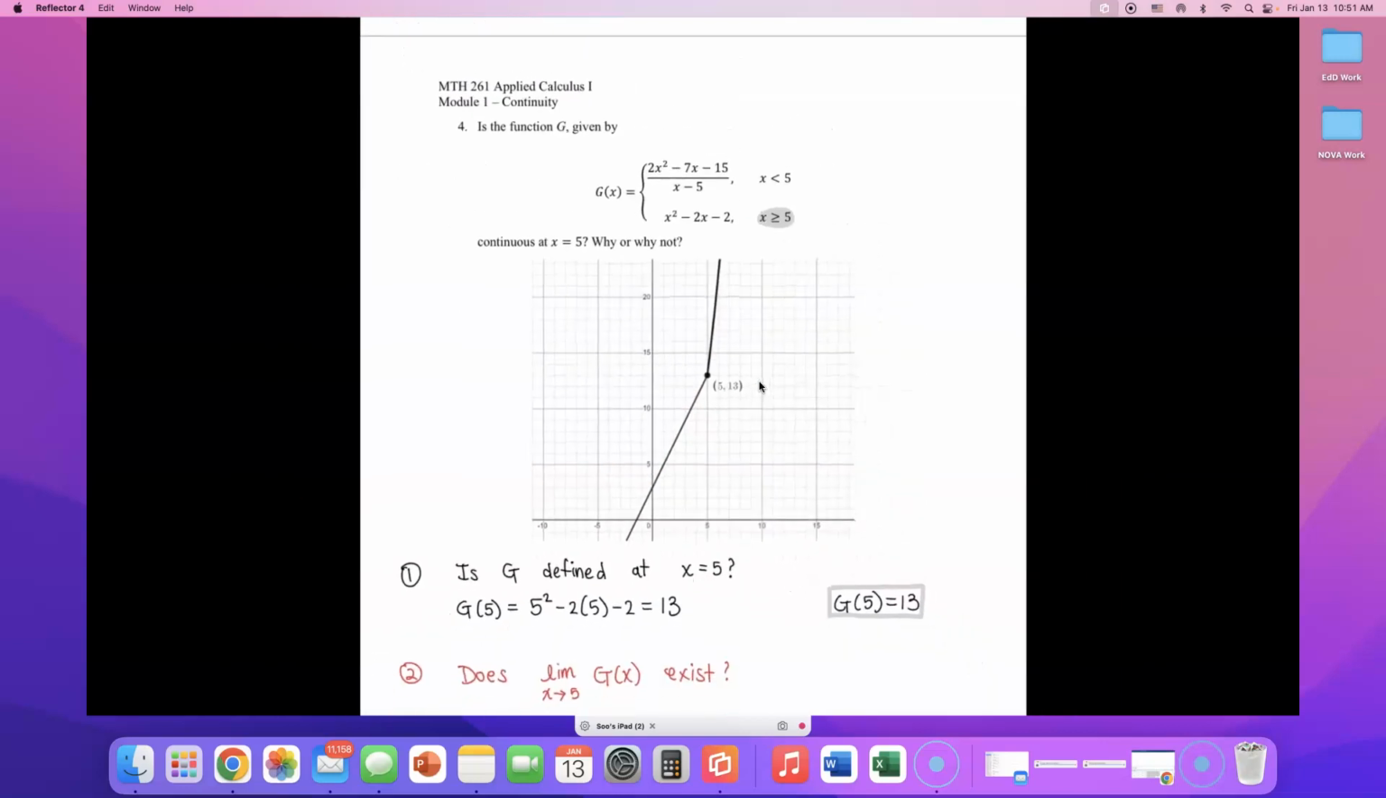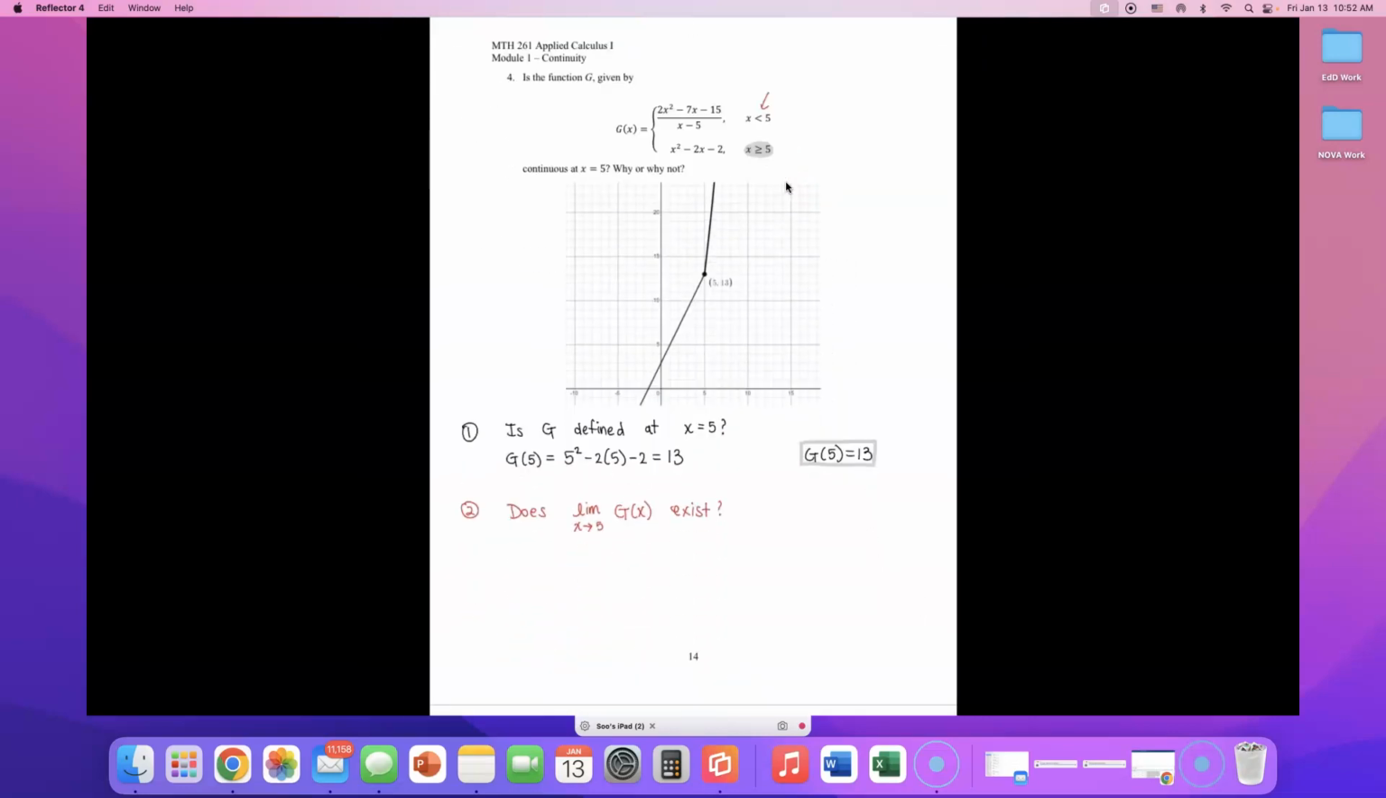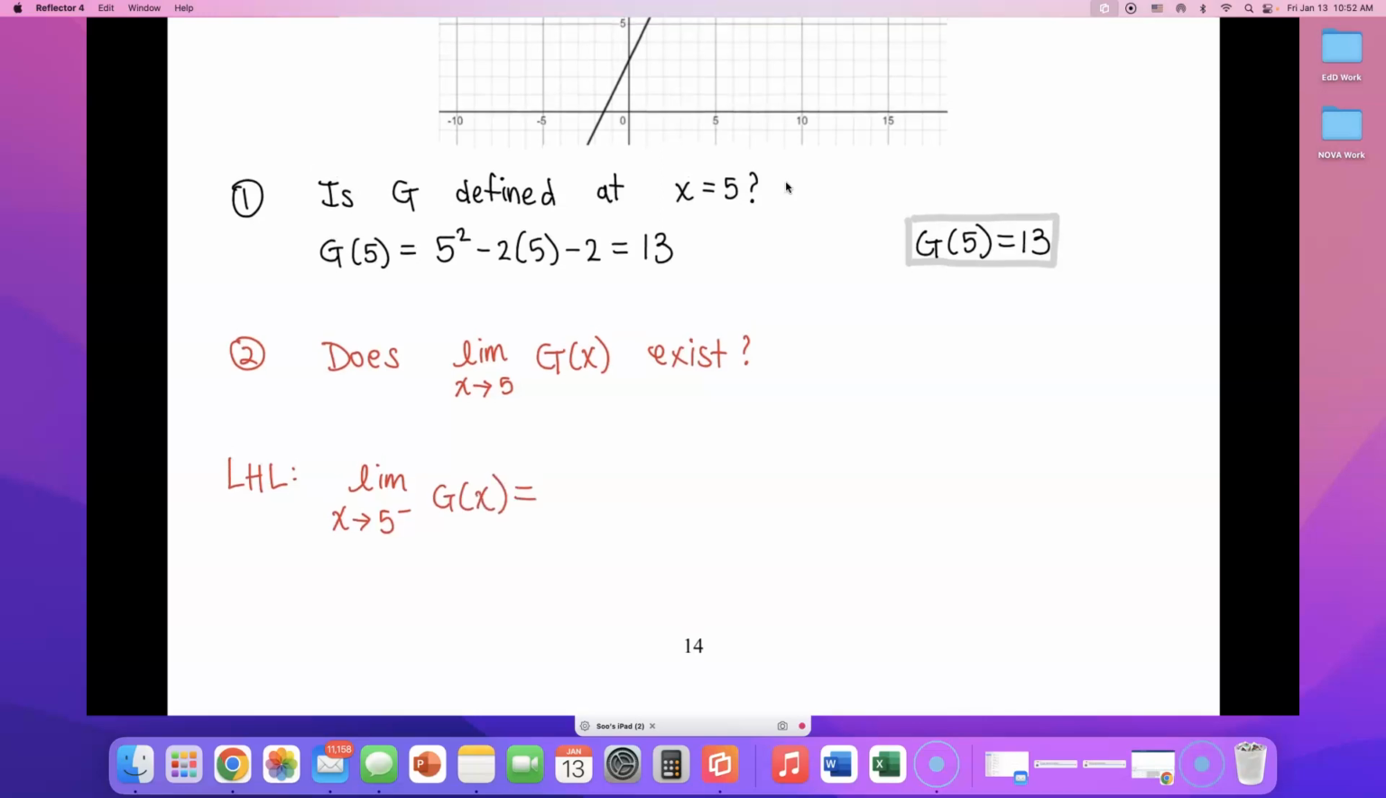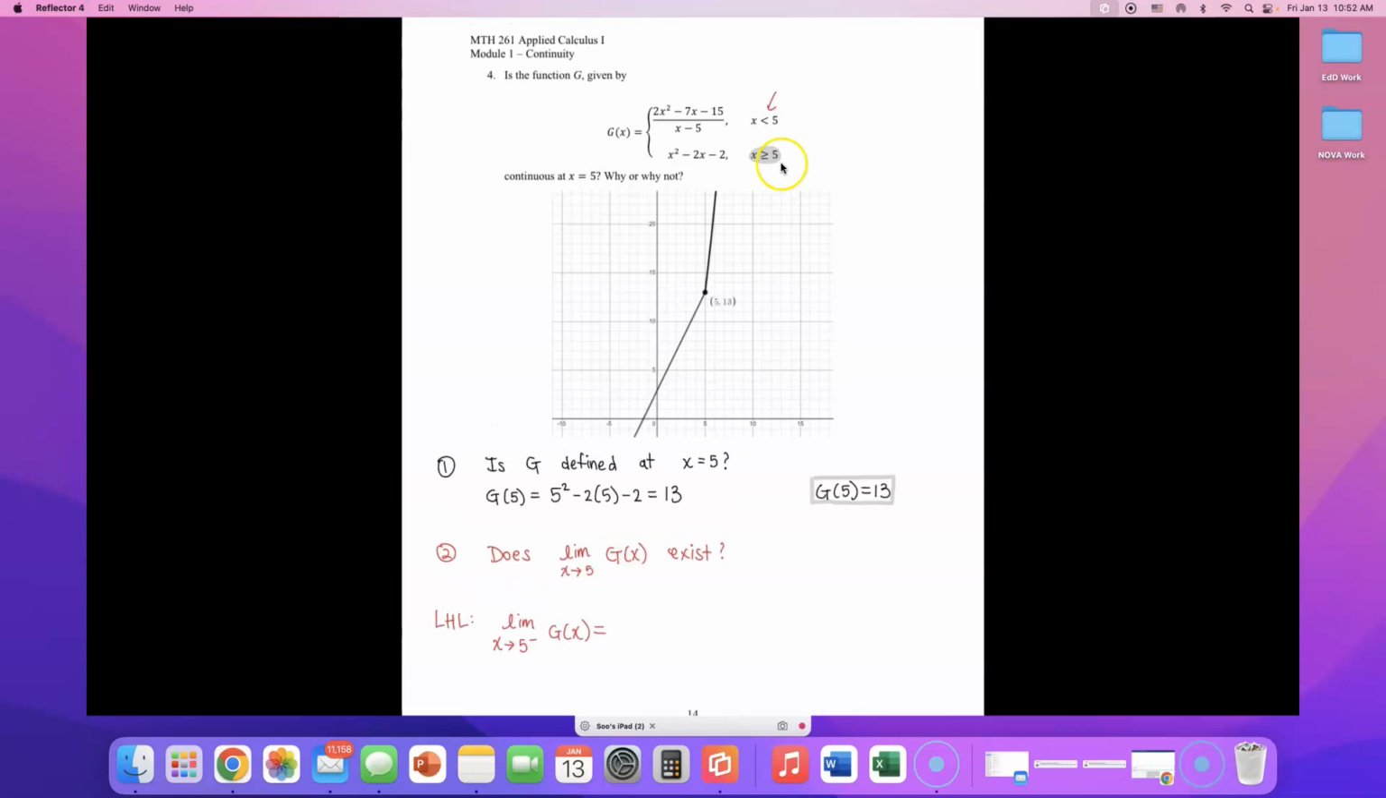So what you will do is, for the left-hand limit, you're going to use this top piece, okay? Because when it says x is less than 5, numbers that are smaller than 5 are to the left side of it, right? So take a look. I'm going to write this down with limit notation. The left-hand limit: limit as x approaches 5 from the left of g of x is equal to the answer that we will get if we plug in 5 into this red circled rational expression.